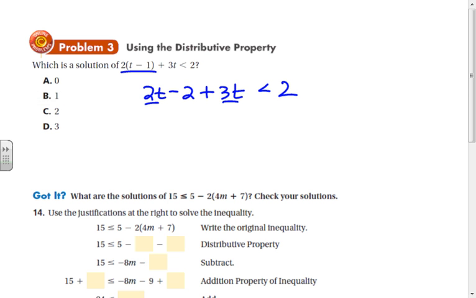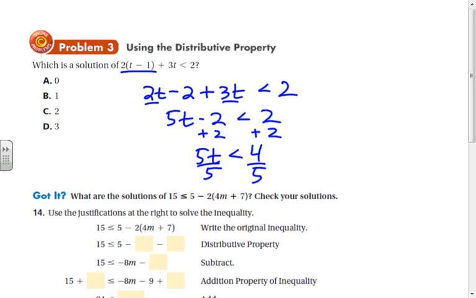And simplifying here, we have like terms. We can just combine those and we get 2t plus 3t is 5t minus 2 less than 2. Adding 2 to both sides, we get 5t is less than 4, dividing by 5. And I never multiplied by or divided by negative, so my sign is going to stay the same. I get t is less than 4/5. So any number less than 4/5 is a solution. The only number in this list that's less than 4/5 is 0.